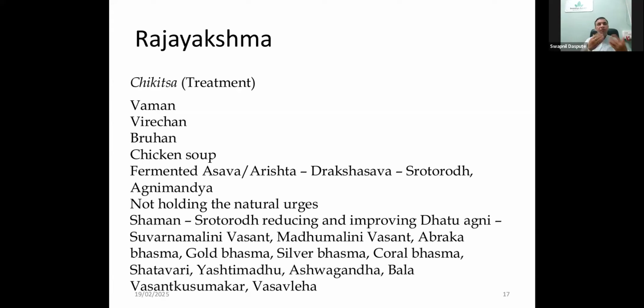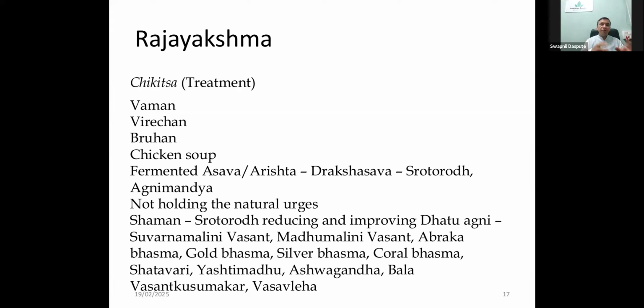But if you find a patient who is vegetarian and does not eat non-vegetarian stuff, we have to hide this from the patient and take the relatives of the patient in confidence and tell them that this is for the benefit of the patient and hence we are doing it. And chicken soup, which is one of the best things to consume for this in Rajeshma, should be administered.